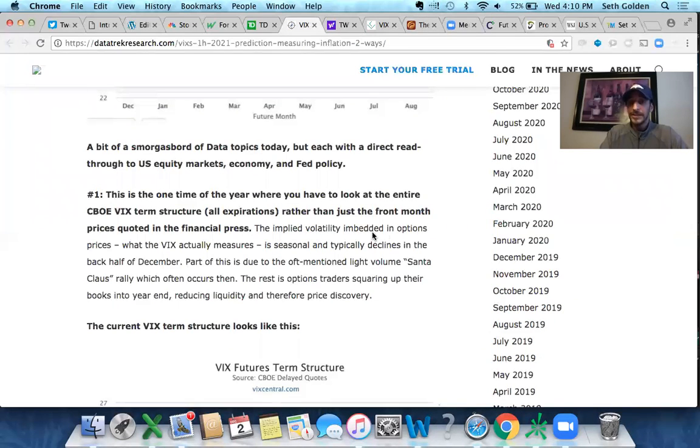The implied volatility embedded in options prices, what the VIX actually measures, is seasonal and typically declines in the back half of December, which we've seen from November to after the election. We saw the VIX drop, we saw VIX futures drop, so there is a seasonal aspect to it, and it typically does ring true through the Santa Claus period, if you will.